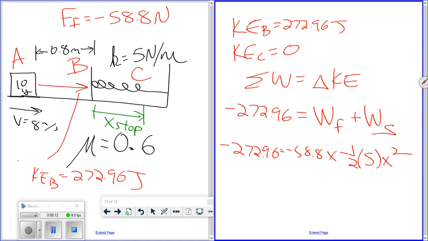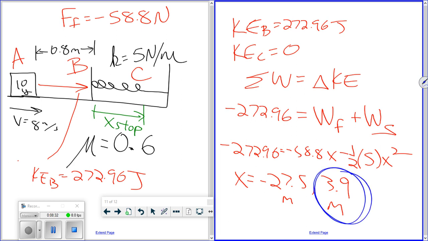All right, so if you solve this, you get 2 answers. You get an answer of negative 27.5 and 3.9 something or other. Which answer do I want? We want the positive one, and the reason that we want the positive one is because I need to ensure that the work done by friction ends up being negative, right? And if I put in negative 27, then I get negative 58 times negative 27 makes that positive.